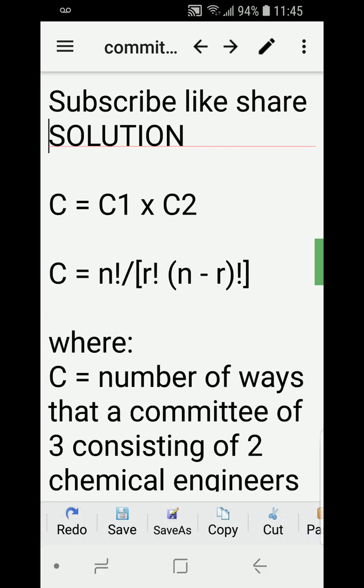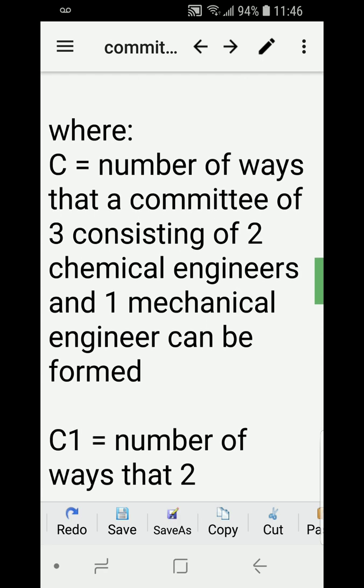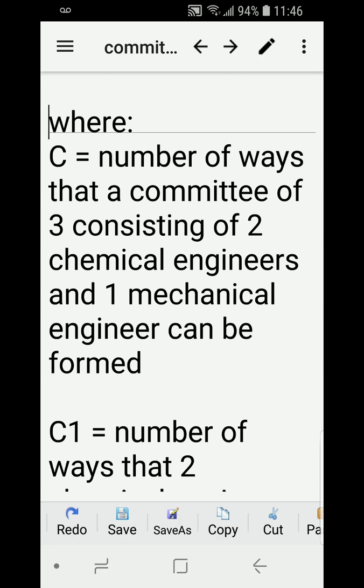Going back to the solution, we have C equals C1 times C2, and C is equal to n factorial divided by r factorial times n minus r factorial. So those are our 2 working formulas, and here are the definitions of the letters. C is the number of ways that a committee of 3 consisting of 2 chemical engineers and 1 mechanical engineer can be formed.